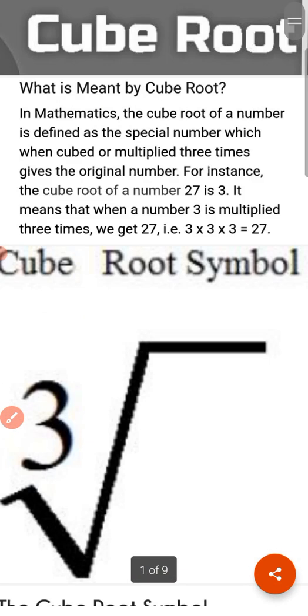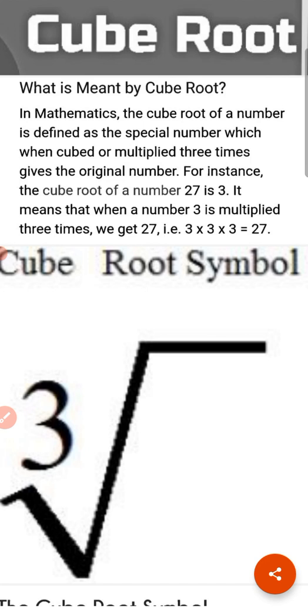Children, today you learn about cube root of a number. The cube root of a number is defined as a special number which when cubed or multiplied 3 times gives the original number. Okay. If we multiply a number 3 times, we will get the original number. That number is known as cube root. When we write a number 3 times and multiply, we will get an answer. That number is known as cube root.